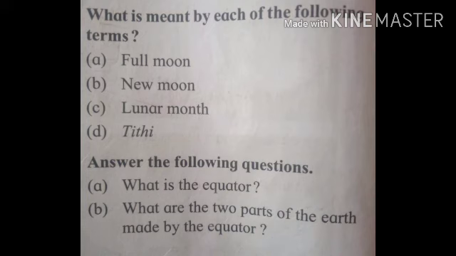What is meant by each of the following terms? A. Full moon. B. New moon. C. Lunar month. D. Tithi. Answer the following questions. A. What is the equator? B. What are the two parts of the earth made by the equator?